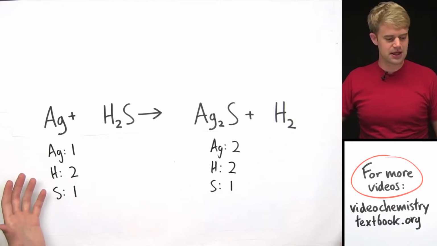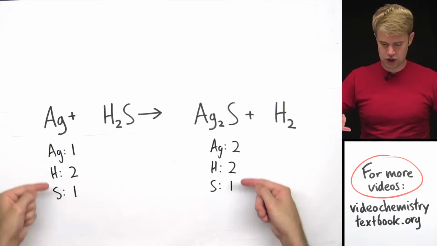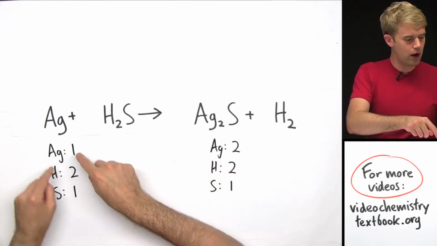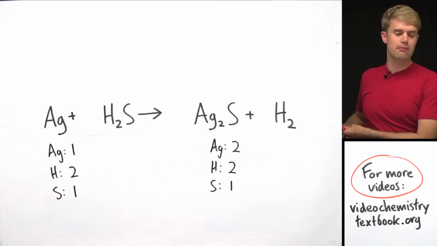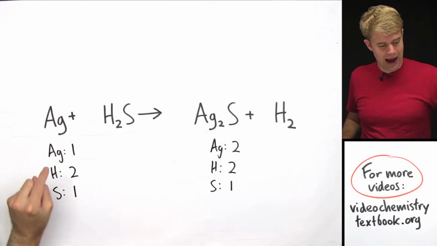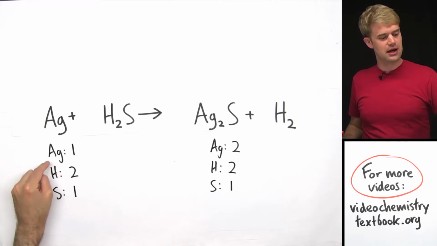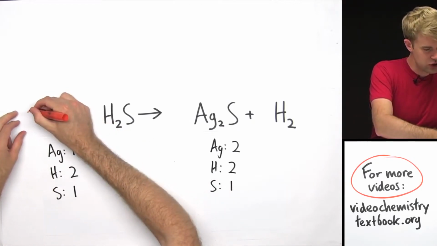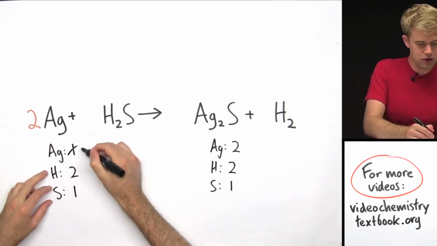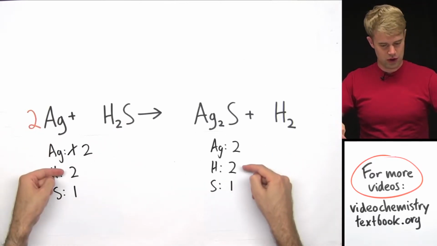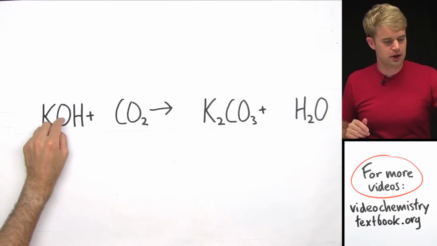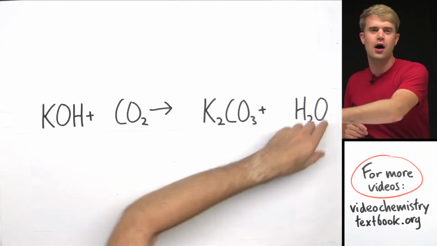Okay, what balances and what doesn't? Well, the hydrogens and sulfur both balance, but the silver, we have 2 here and 1 here. We can fix it by adding a number or coefficient in front of one or more of these elements and compounds. I need more silvers on this side, and luckily, I can just put a 2 in front of this Ag. So now instead of having 1 Ag, now I have 2, and now I got 2, 2, and 1. It balances.